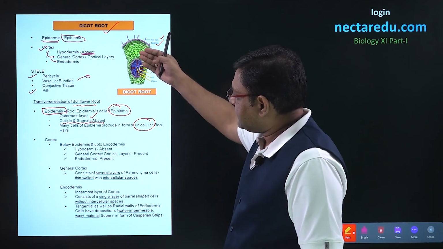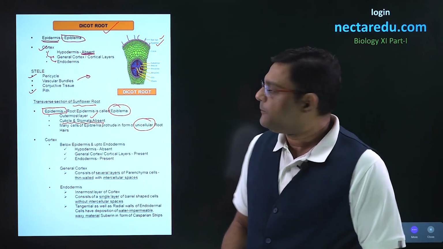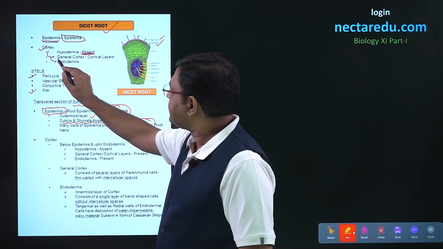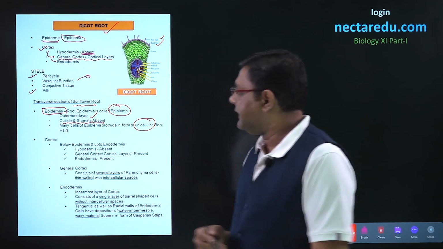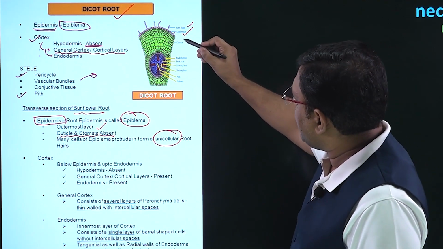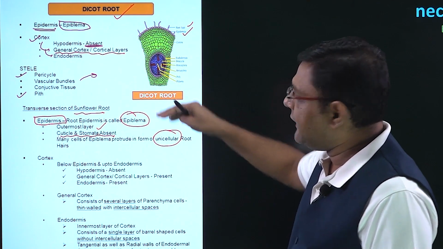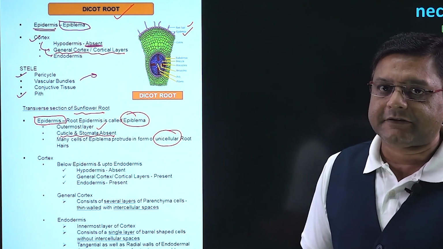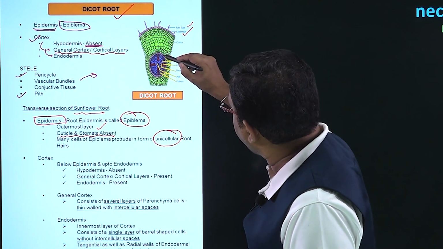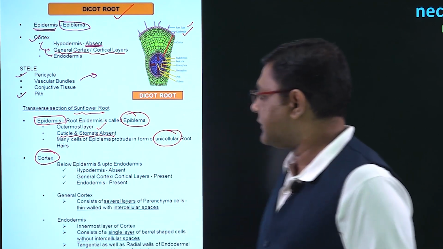Now, below this epidermis, there will be ground tissue. Hypodermis will be absent over here. So, directly we can say general cortex or cortical layers will be present. Now, this cortex will continue up to this endodermis. So, below the endodermis, we will call all the structures as stele. So, till endodermis, all this structure will be a part of the cortex.